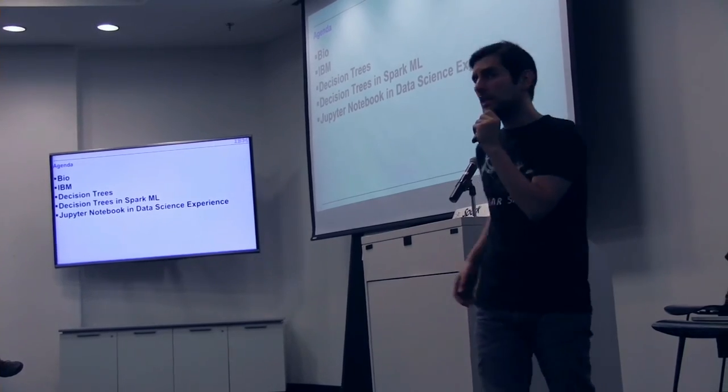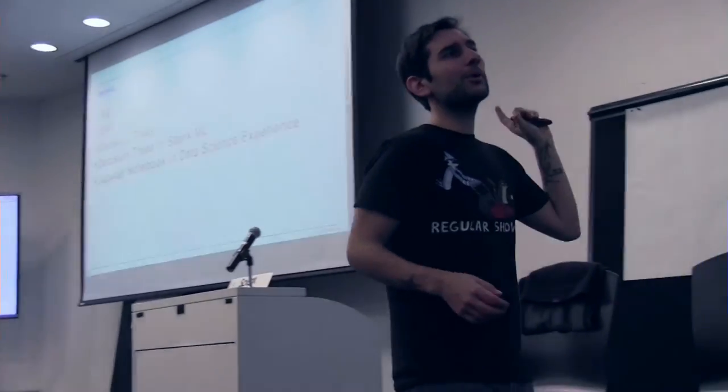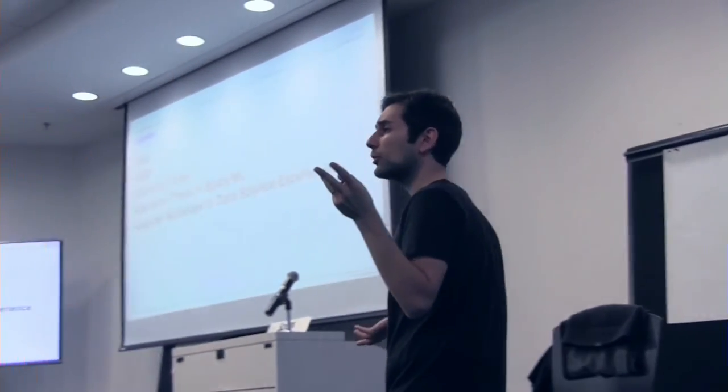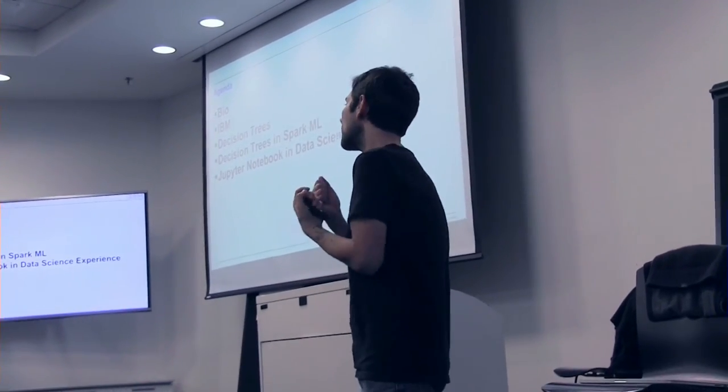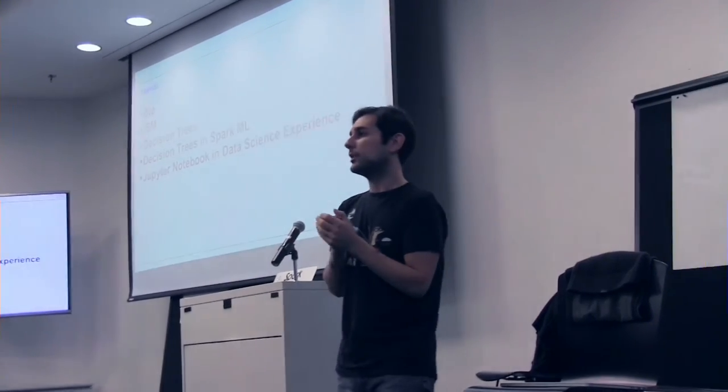So the agenda is we're going to do a quick bio. We're going to talk about IBM a little bit. We're going to look at decision trees, the algorithm. Then we're going to look at decision trees in Spark, and then we'll open up a notebook and do that.